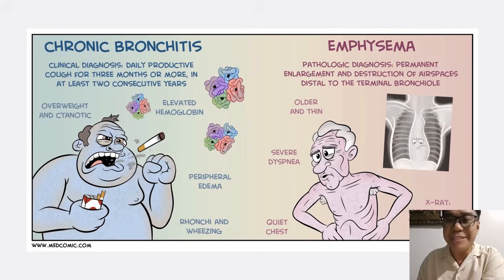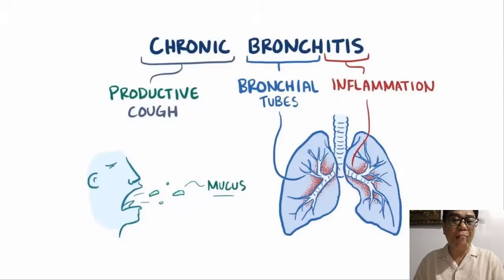While emphysema patients are also called pink puffers, because they are pinkish in color. However, they are having trouble breathing. They have severe dyspnea. But even though they are experiencing those things, they still like to smoke cigarettes. Okay? So if we're going to discuss them one by one, let's start with chronic bronchitis.